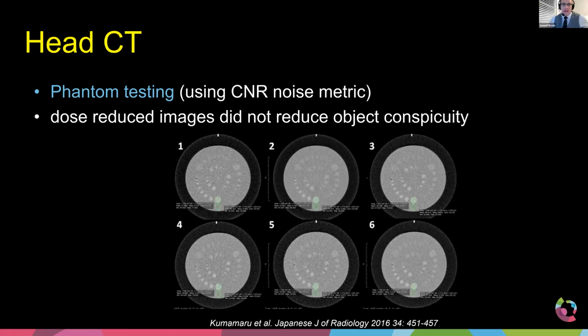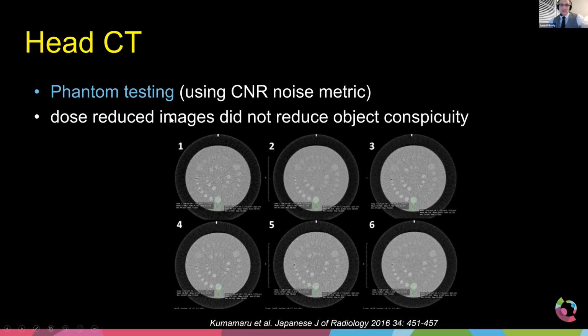This is a CAT phantom, and they imaged it. And this is the low contrast module. So you have all these different contrast levels, these little circles, the diameters change at different locations in the phantom. And they imaged it at different dose values, and they compared the conventional to what they proposed as a dose reduction. And here you can see where they placed their little green ROIs.